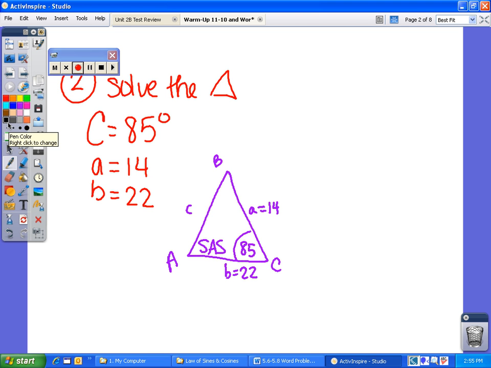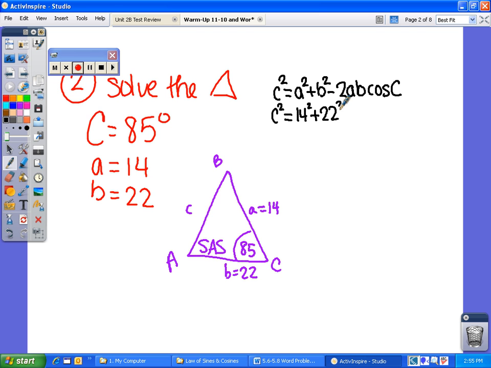So whenever you have SAS, since we have been given big C, we can solve for little c. So we're going to write c squared equals a squared plus b squared minus 2ab times the cosine of C. Since we're solving for c, we'll put that in. A squared will be 14 squared plus 22 squared minus 2 times 14 times 22 times the cosine of 85.